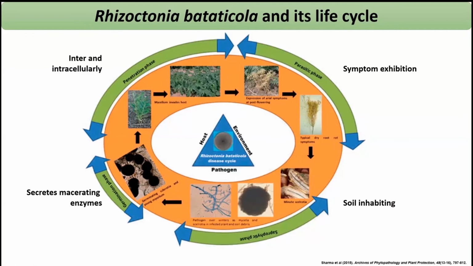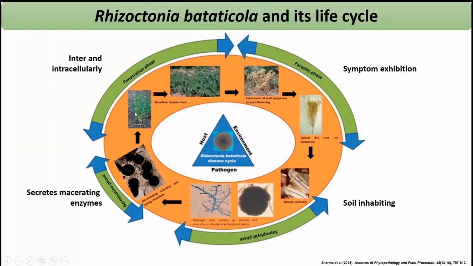Rhizoctonia bradicola and its life cycle. The life cycle of this fungus starts with the saprophytic phase and ends with the parasitic phase. In the saprophytic phase, the primary inoculum remains in the soil and the plant debris as hyphae and microsclerotia. Then, when it finds its host plant, it germinates, and along with it secretes macerating enzymes, which help in the establishment of infection.